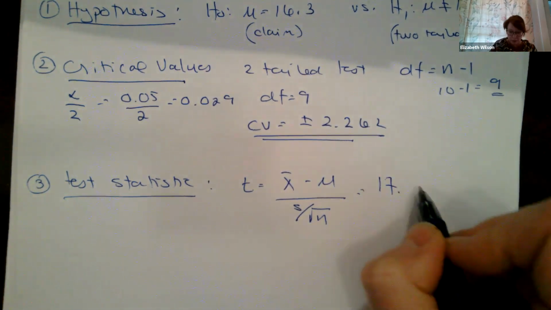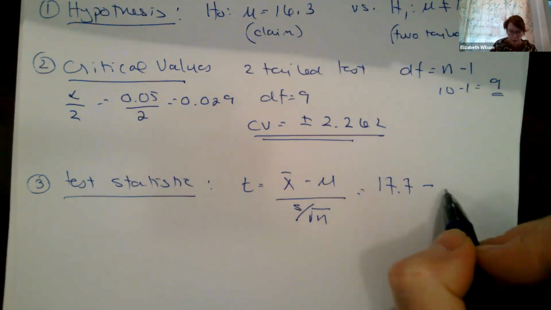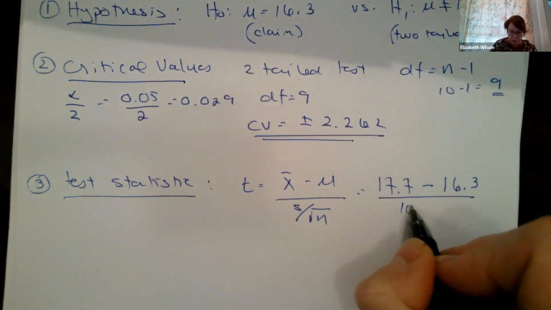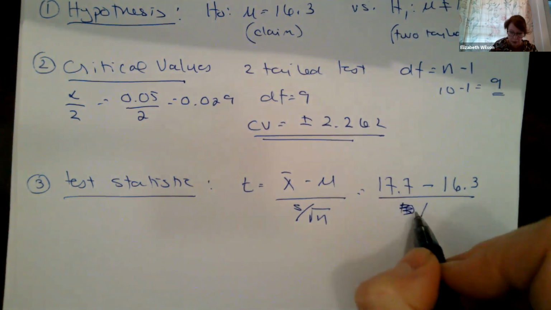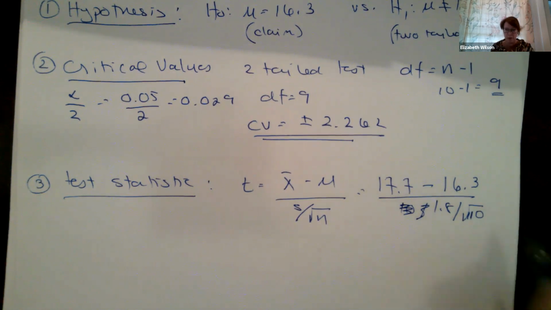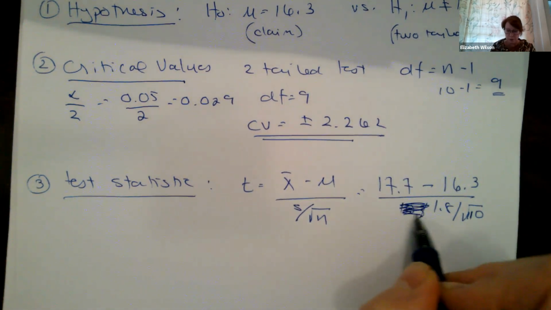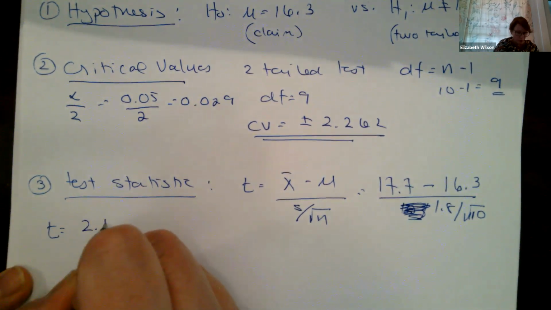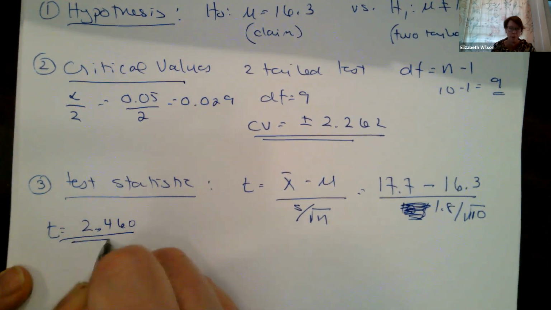So our sample mean is 17.7. Our hypothesis mean, our population mean, is 16.3, all over our sample standard deviation, this is 1.8, divided by radical 10. Okay, so let's calculate it. So our test statistic is 2.460 on the positive end.